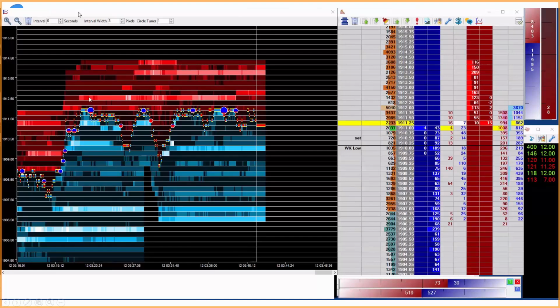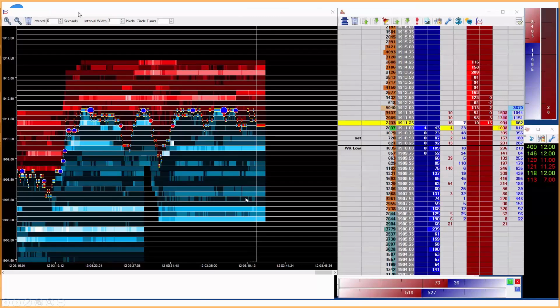So for instance, if you were short here at 1912 and price got to 1913 or 1912.50, 1912.75, you know your trade's in peril. You've got enough sellers absorbing contracts up there that you're going to get stopped out if it moves up through there. So it gives you a very nice tight stop and good potential to the downside.